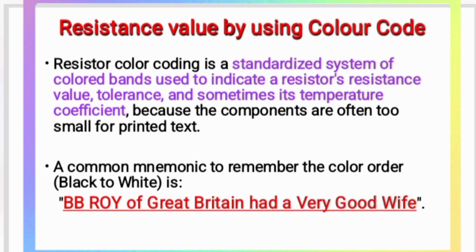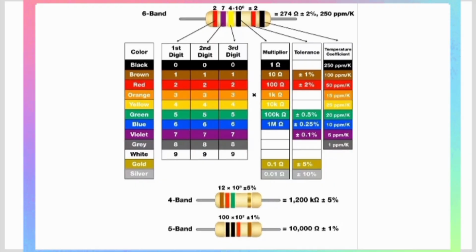Resistance value by using color code. Resistor color coding is a standardized system of colored bands used to indicate a resistor's resistance value, tolerance, and sometimes its temperature coefficient, because the components are often too small for printed text. A common mnemonic to remember the color order, black to white, is B.B. Roy of Great Britain had a very good wife. Black 0, brown 1, red 2, orange 3, yellow 4, green 5, blue 6, violet 7, gray 8, white 9. Gold has plus or minus 5% tolerance. Silver has plus or minus 10% tolerance.